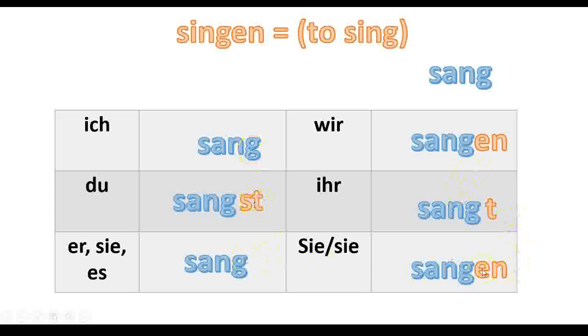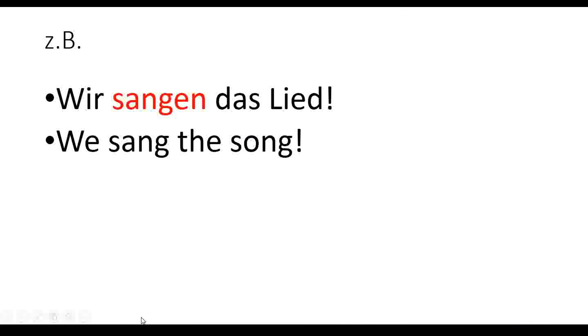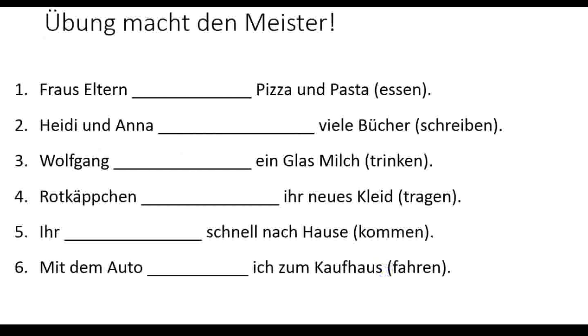And you can do this for all of the verbs, but I'm not going to make you do that now. Instead, let's look at this in practice real quick. Wir sangen das Lied. We sang the song. Pretty fun and easy. We could say, wir flogen nach Deutschland. We flew to Germany. Would be another example. Ich las ein Buch. I read a book. That's another example.